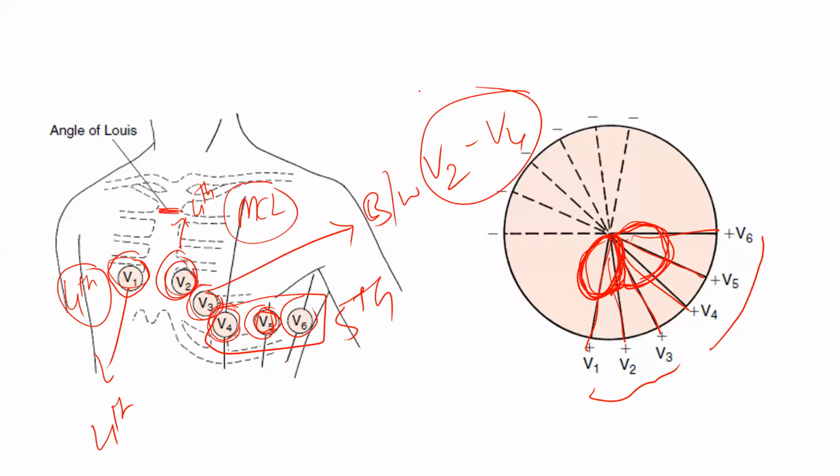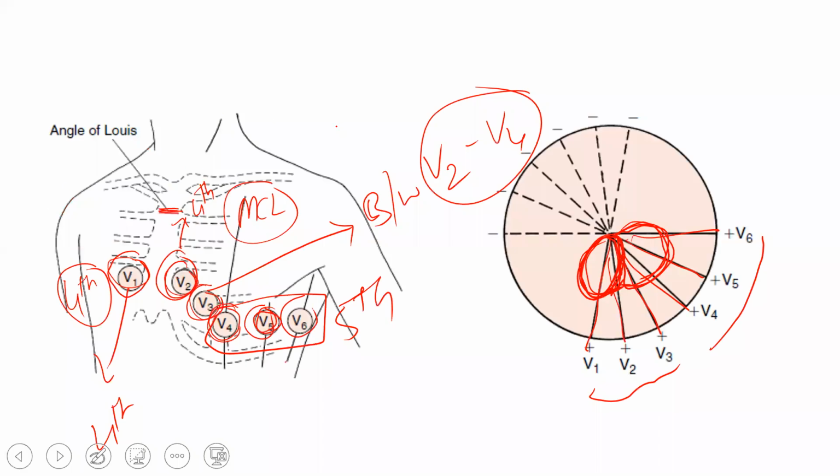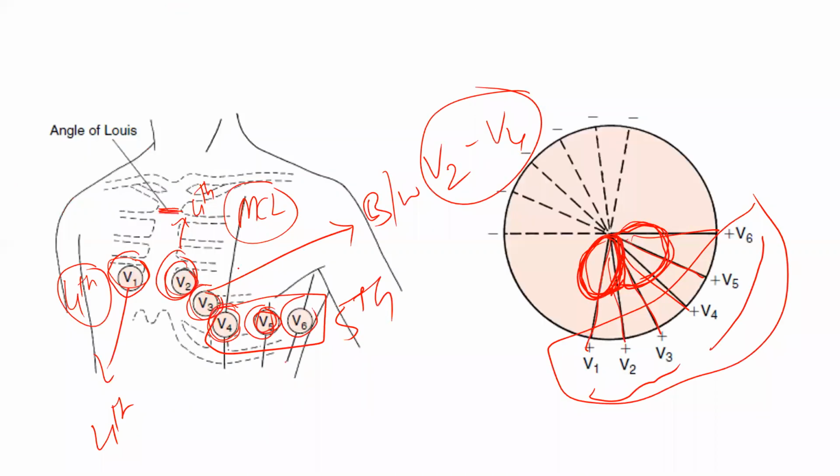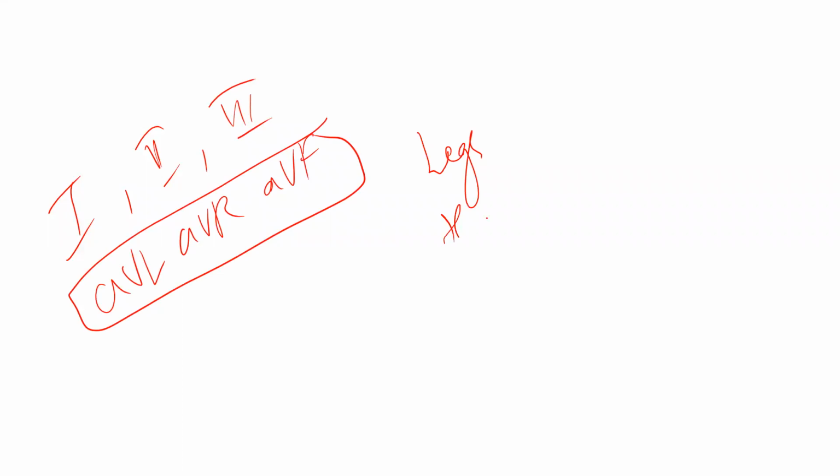For the limb leads, what I told you: 1, 2, 3, AVL, AVR, and AVF. We don't have six separate leads like this, because three are augmented limb leads. I told you, three augmented limb leads are there. These are calculated limb leads; they are not actually separate. So what we do is, we have only four wires which we connect to the legs and hands. With this only we'll come to know.